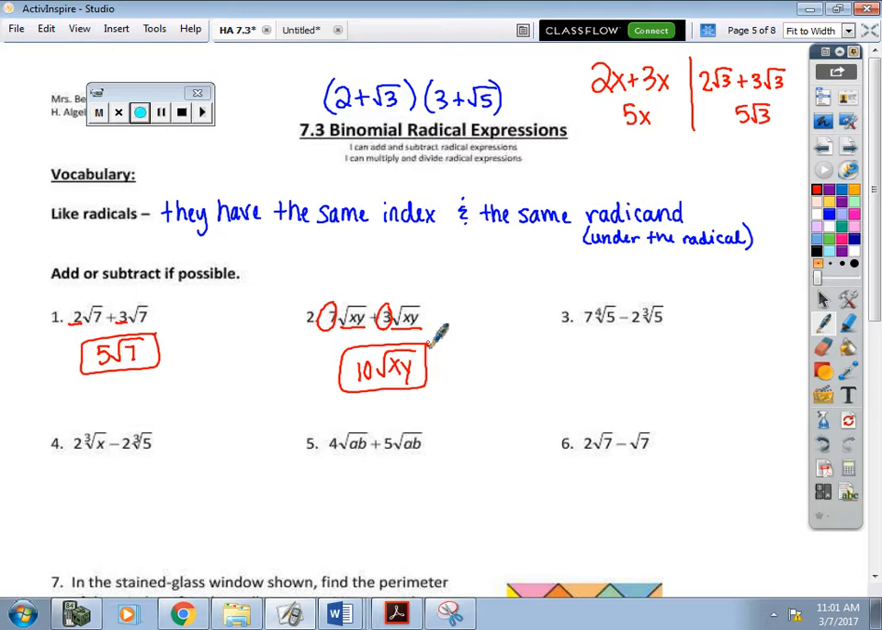Now number 3, we have matching radicands, but each index is different. We have a fourth root and we have a third root. So these are different, therefore this is not possible. You literally cannot add or subtract because they're not like radicals.